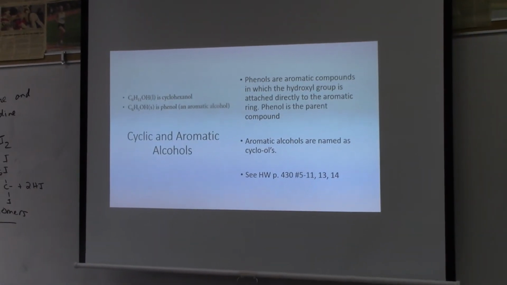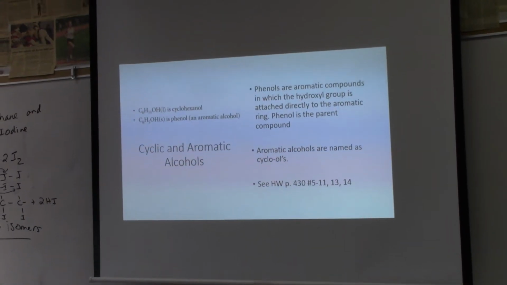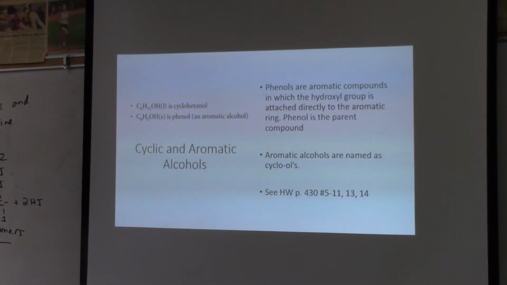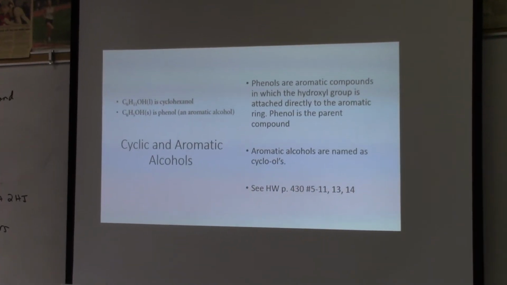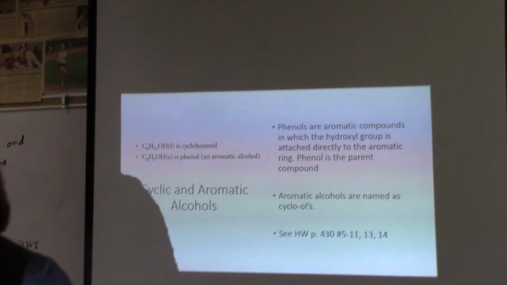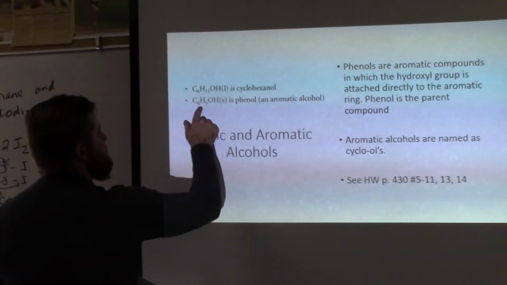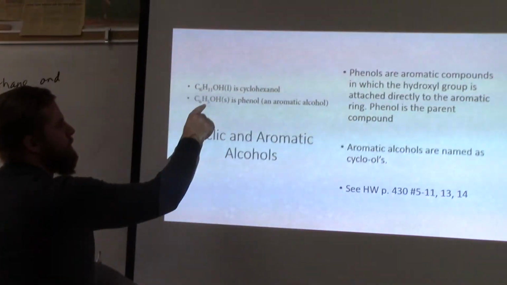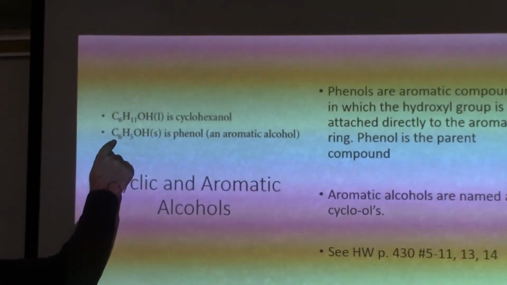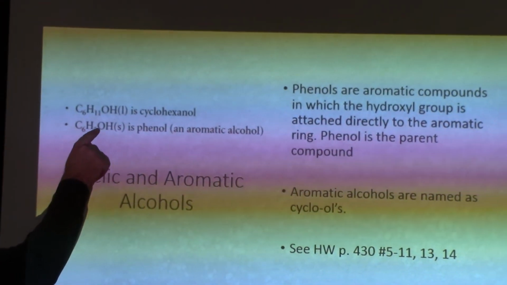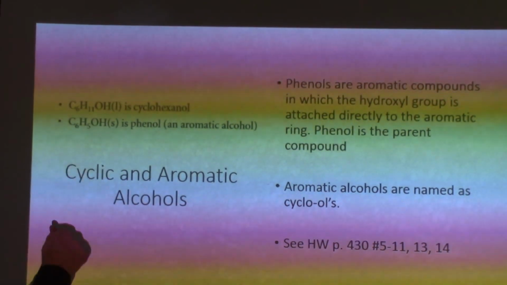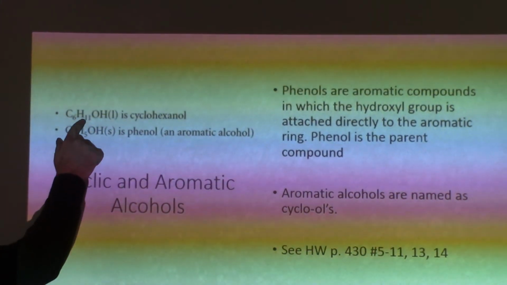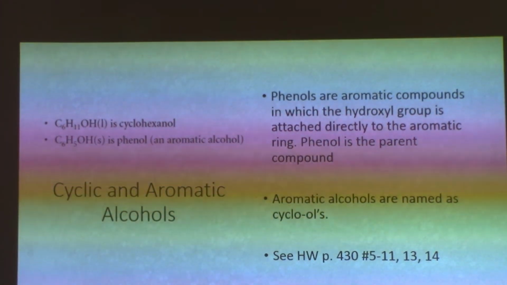All right, cyclic and aromatic alcohols. You can see this, right? C6H11OH. But remember, benzene is C6H6. So if we have a hydroxide attached to benzene, what that means is a hydrogen is swapped out for a hydroxide. So C6H11OH is cyclohexanol.